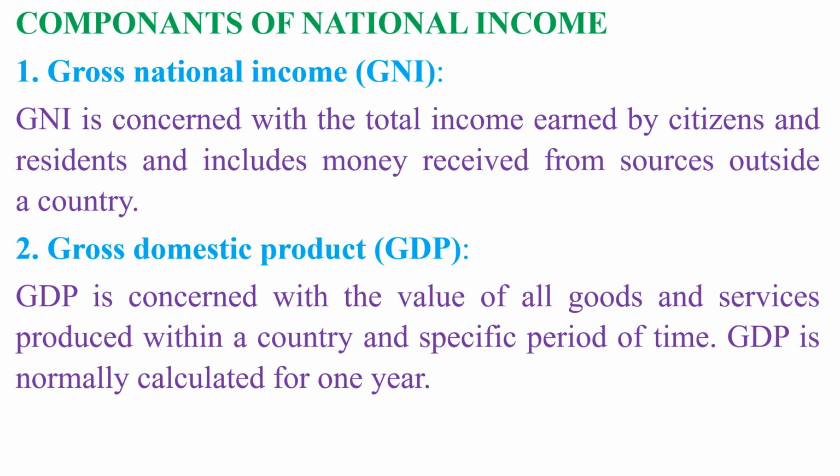Components of national income. 1. Gross national income, GNI. GNI is concerned with the total income earned by citizens and residents and includes money received from sources outside a country. 2. Gross domestic product, GDP. GDP is concerned with the value of all goods and services produced within a country and specific period of time. GDP is normally calculated for 1 year.